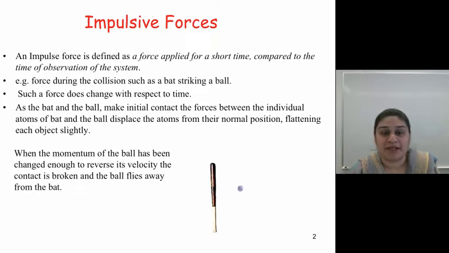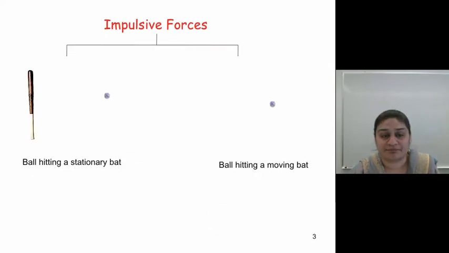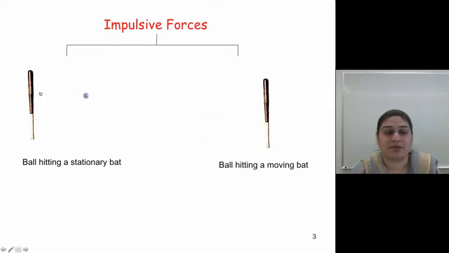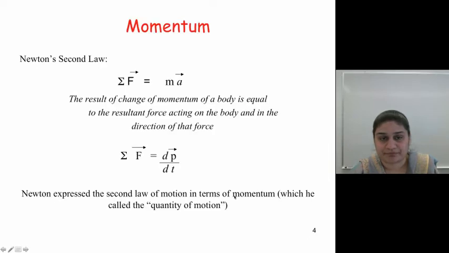As the bat and ball make initial contact, the forces between the individual atoms of the bat and the ball displace the atoms from their normal position, flattening each object slightly. When the momentum of the ball has been changed enough to reverse its velocity, the contact is broken, and the ball flies away from the bat. So these are different kinds of scenarios in which impulsive forces could act. One of them would be a ball hitting a stationary bat. The other one would be where a ball and bat are both moving.